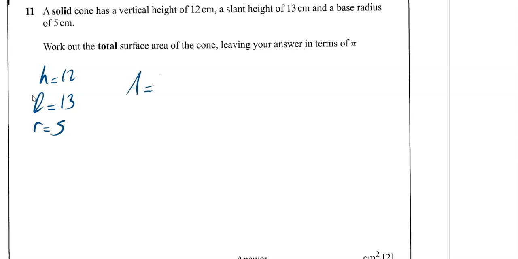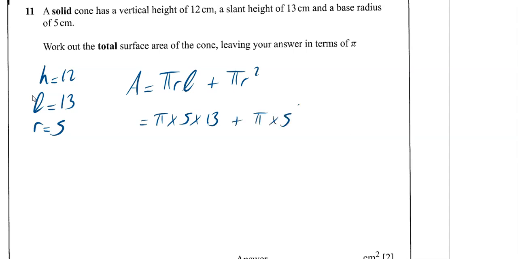Total surface area of the cone then is pi RL, that's the curved surface area, plus pi r squared, which is your circular base. So it's going to be pi times r, which is 5, times L, which is 13, plus pi times r, which is 5, squared. That works out as 65 pi plus 25 pi, which works out as 90 pi, and they want your answer in terms of pi.